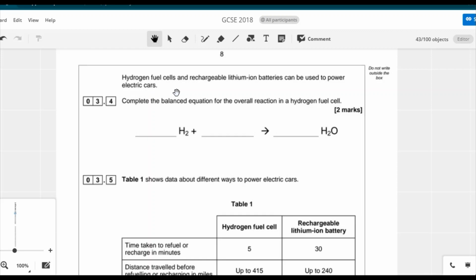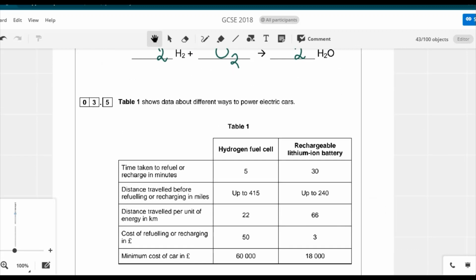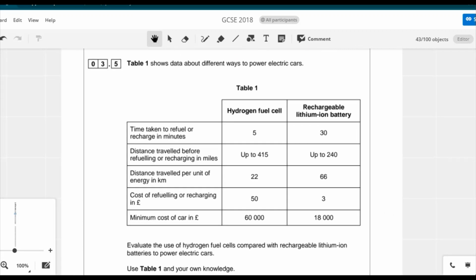Hydrogen fuel cells and rechargeable lithium ion batteries can be used to power electric cars. Complete the balanced equation for the overall reaction in the hydrogen fuel cell. As we know, hydrogen reacts with oxygen to form water. During balancing, we need to put 2 because of the 2 oxygens. So there are a total of 4 hydrogens, which means we need to add 2 on the hydrogen. So 2 moles of hydrogen gas react with 1 mole of oxygen to form 2 moles of water. Okay, now question number 3.5.